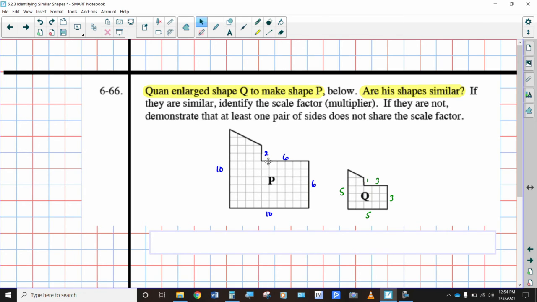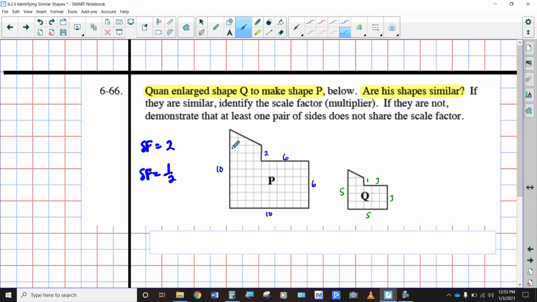So taking a look at these two shapes, notice how shape Q has a side length here that is 5 units and P is 10 units. That makes it appear as if our scale factor is equal to 2, since we are going from the smaller to the bigger, right? If we were going in the other direction, from P to Q, then your scale factor would be 1/2. So it just depends on whether you're getting bigger or getting smaller. These will be reciprocals of each other, okay?